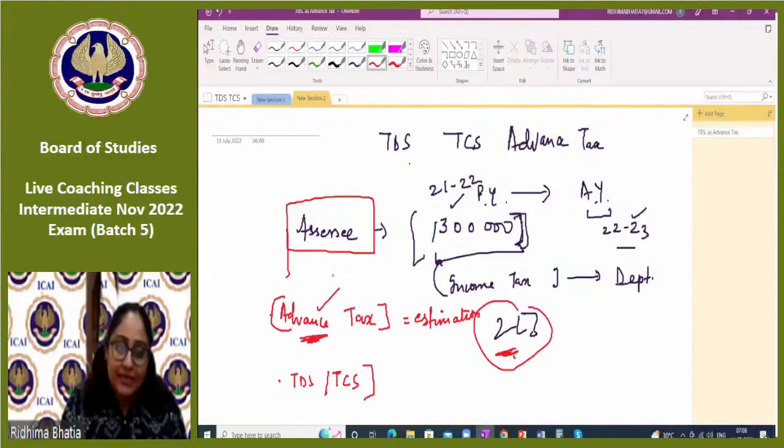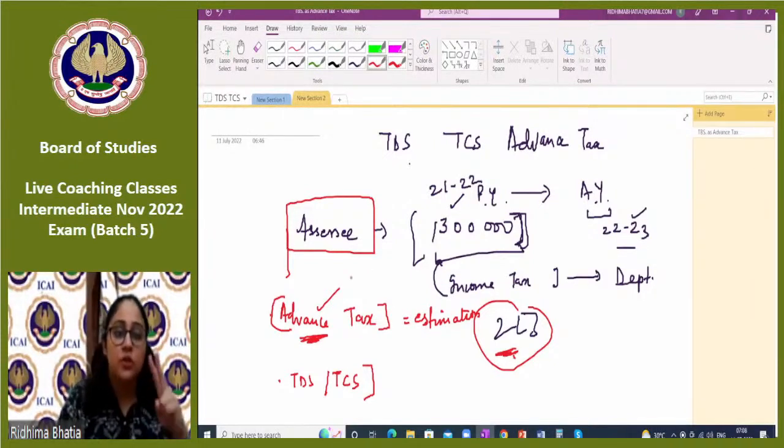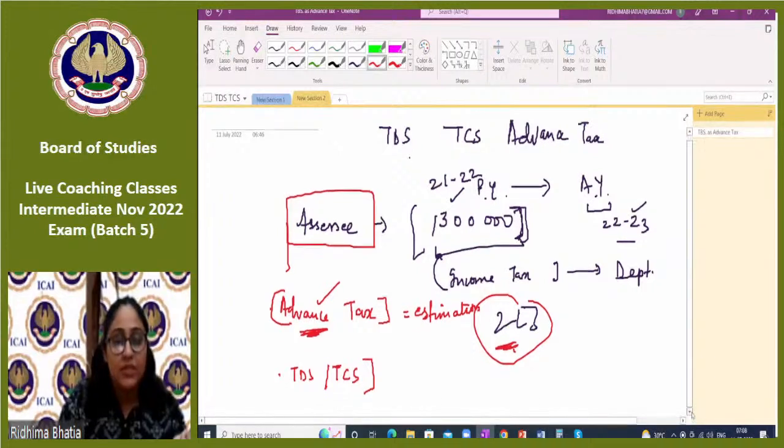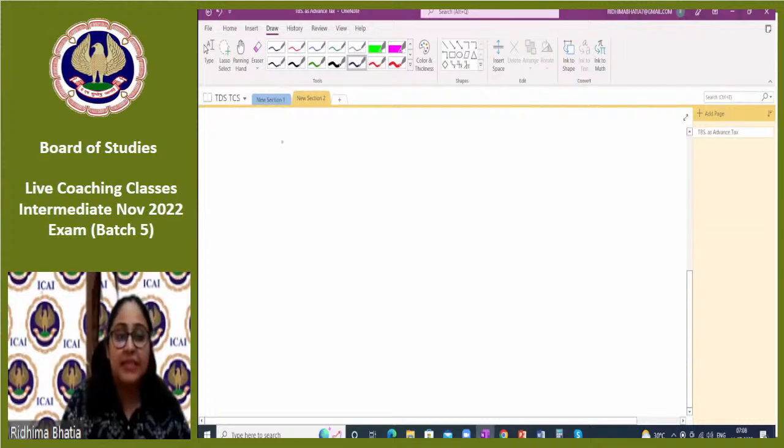But how will the government ensure that the assessee is an honest person? He may evade tax, he may not pay tax, or he may not show the true estimation of what the income is. So the government came up with option number 2, which is TDS and TCS. What is TDS TCS? TDS is tax deducted at source.